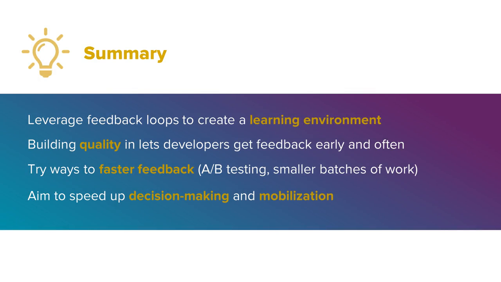So I hope you see the importance of feedback loops. It starts with strategic focus on how work gets to the teams. Then once work is in the team, feedback loops can be leveraged to create a learning environment. Building quality in enables developers to get feedback early and often. A/B testing allows for experimentation and feedback from customers at scale. Breaking work down into the smallest increment as possible is another way to get fast feedback. Ultimately, you are trying to speed up decision-making and mobilization. Focusing on speed will create the best opportunities to learn.